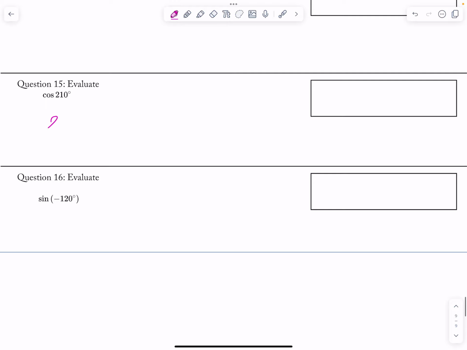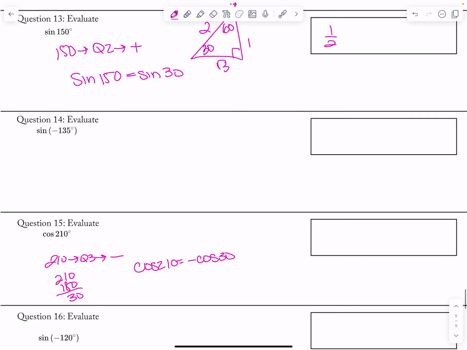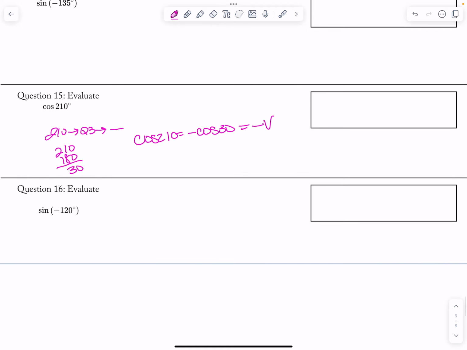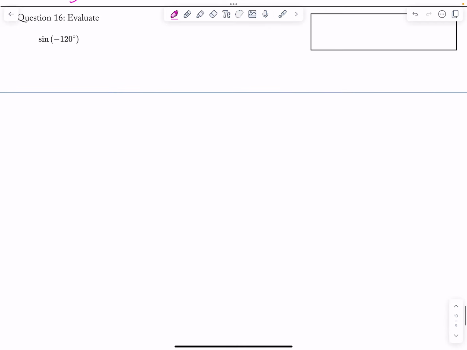All right, 210 degrees is in quadrant 3, so then 210 minus 180 is 30. Cosine is negative in that quadrant, so cosine of 210 degrees is the same thing as negative, not sine, I keep wanting to write sine, cosine of 30 degrees. Cosine of 30 degrees is root 3 over 2, so this is negative root 3 over 2. And then that is it for all the odd number questions.